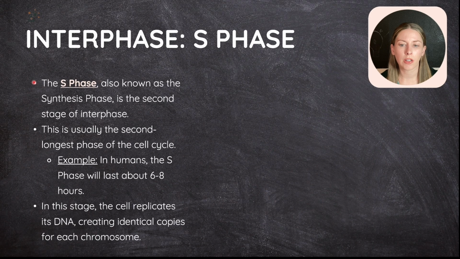The S phase, also called the synthesis phase, is the second stage of interphase. This is usually the second longest phase of the cell cycle.